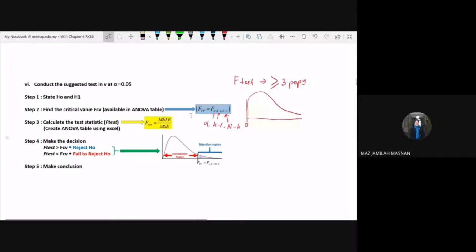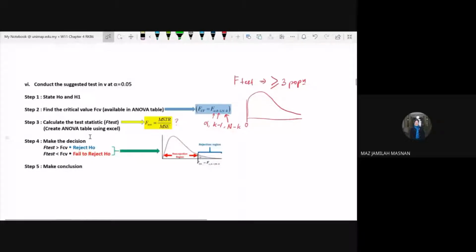And number 3, test statistic. In our case, it will be the F test. And our F test is obtained by mean square treatment divided by mean square error. So what is this? We will look afterwards. And number 4, making decision.